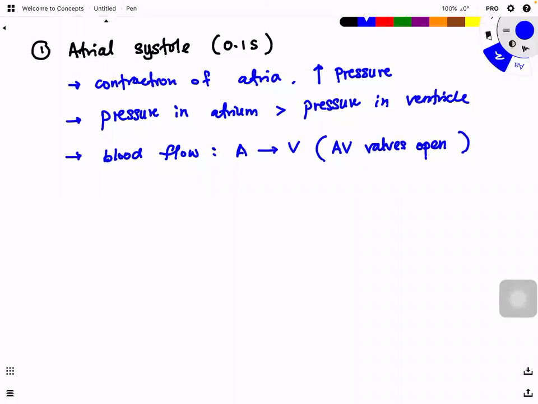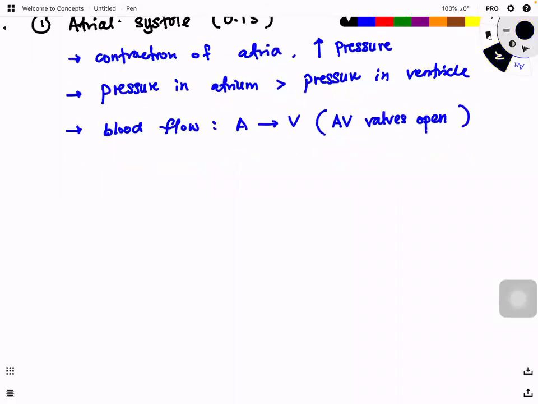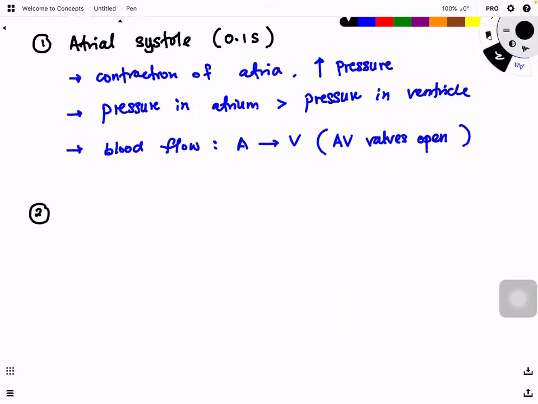Any questions regarding the first part? Contraction of the atrium increases the pressure, so the pressure in the atrium is higher than the pressure in the ventricle. Therefore the blood can flow from the atrium to the ventricle, and the AV valve opens. Second, when you finish with atrial systole, it is followed by the ventricular systole, which lasts about 0.3 seconds.